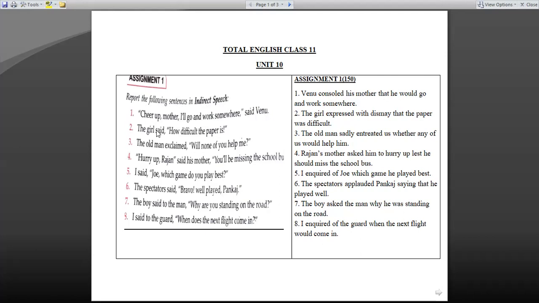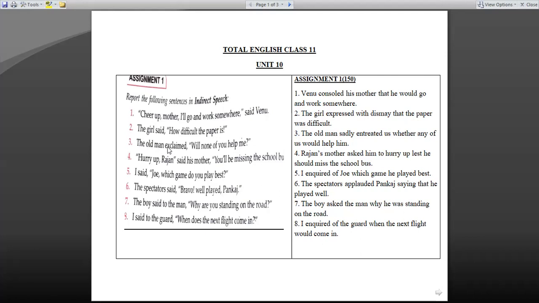Second one, the girl said, how difficult the paper is. Answer is, the girl expressed with dismay that the paper was difficult. Now you can use another word for dismay, right? Disappointment also can be used. So the girl expressed with dismay that the paper was difficult.